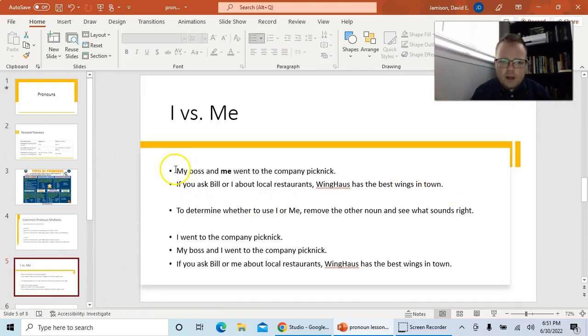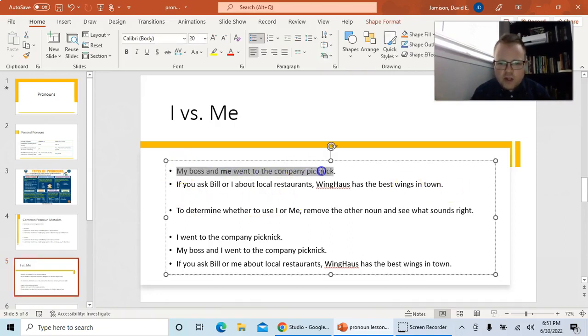So, my boss and me went to the company picnic. It's hard to tell here whether you want to use my boss and me or my boss and I, but the way to figure it out is just take out all the parts about my boss, and just say, me went to the company picnic. Now, does that sound right? No. No one's ever going to think that sounds right. So instead, you're just going to replace me with I. I went to the company picnic.